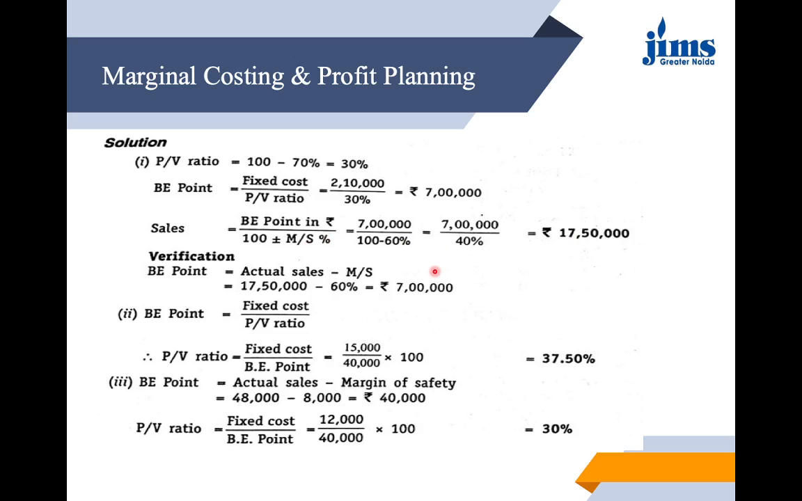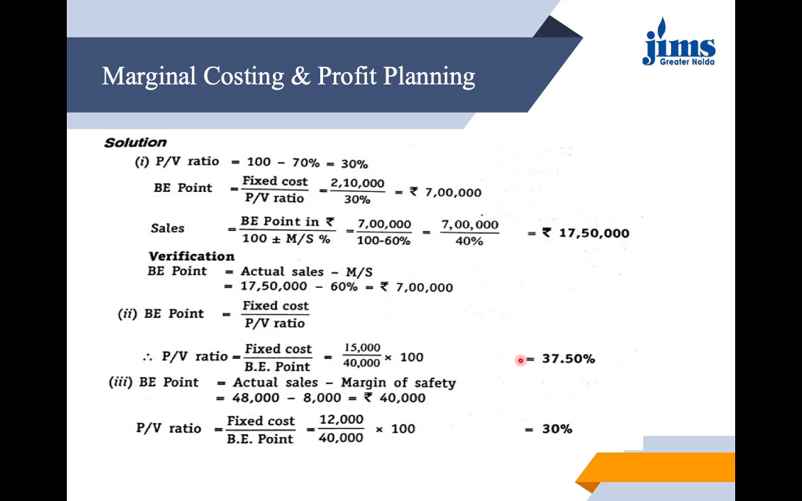We can verify it. Break-even point is equal to actual sales minus the margin of safety, which after putting up the values we are able to verify that it is coming 7 lakh only. In the next case, they have given fixed cost and BE point, and from there we can find out the PV ratio using the formula of break-even point, and that is coming out as 37.5%.